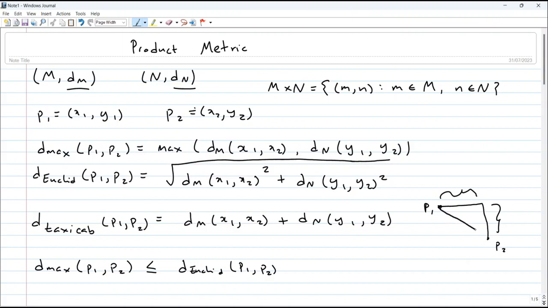And Euclidean distance is this length. What you do know is that the Euclidean metric, the Euclidean distance, forms the hypotenuse of a right triangle. And the maximum distance is just the bigger one of these two. Since the hypotenuse in a right triangle is longer than the side lengths, this inequality is true. And you will see that given any 2 points P1 and P2, the Euclidean distance will be less than or equal to the taxicab distance.